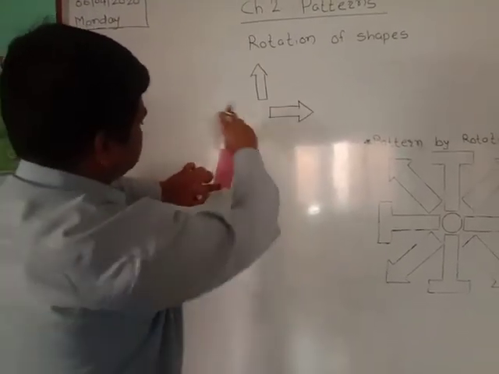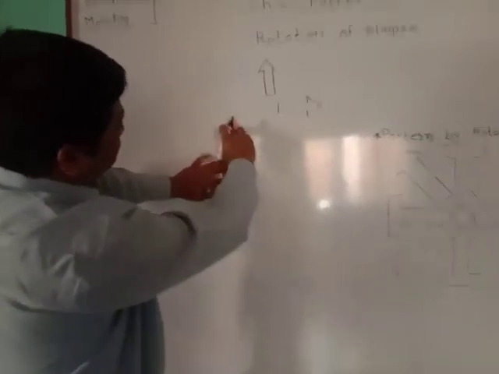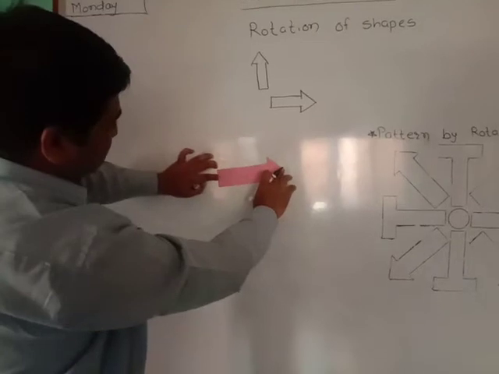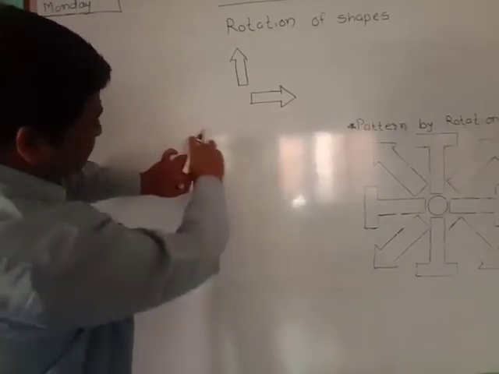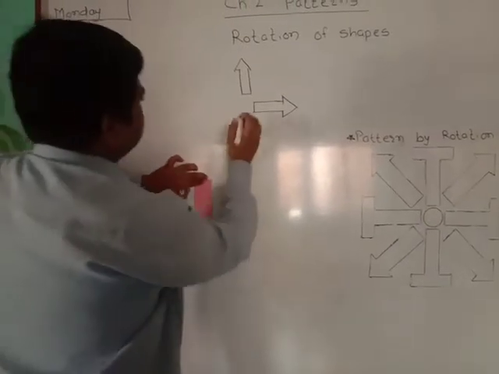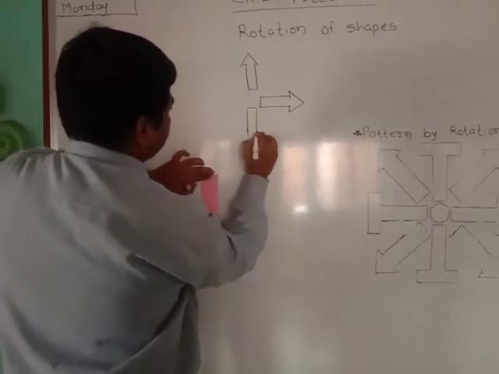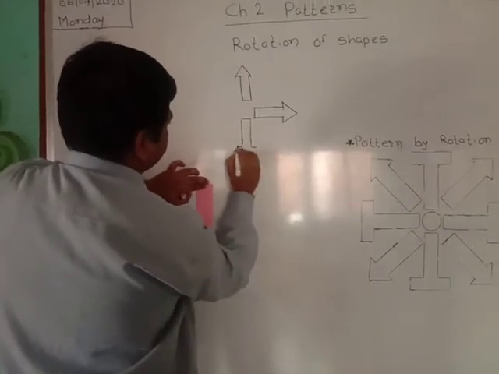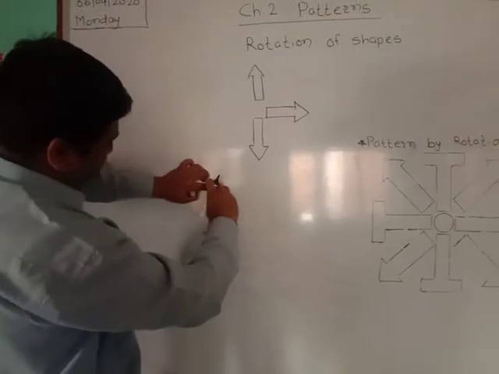So the angle with the original position will be from 12 to 3, 3 to 6. It means half of a turn or 180-degree rotation. So now the point of the arrow will be facing down, and the arrow will look like this.